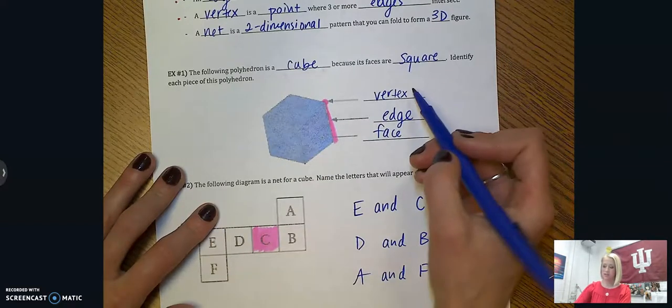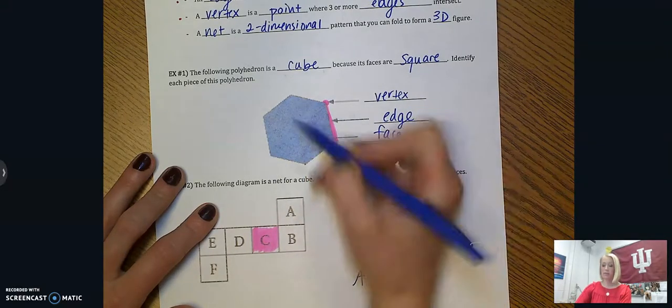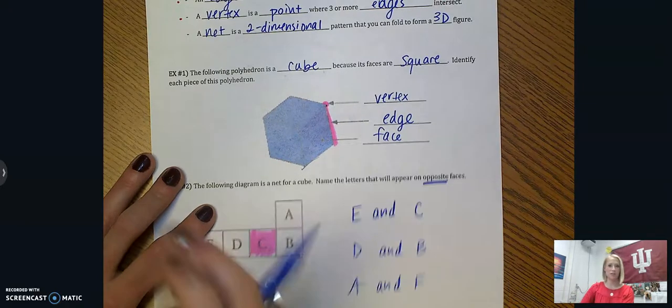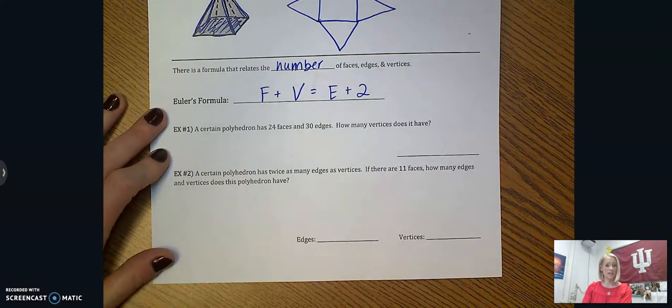Feel bad for the guy who figured that out. So it's just these things. If you take the number of surfaces plus the number of vertices, corners, that always equals the number of edges plus 2. Works in every single polyhedron. So let's practice using it.